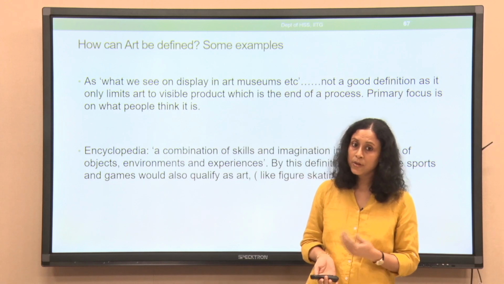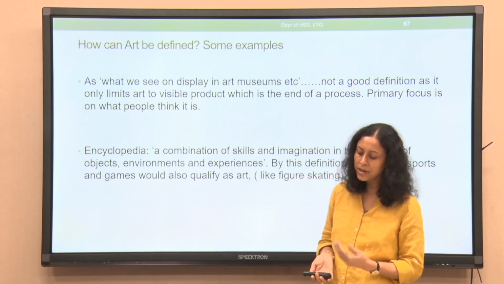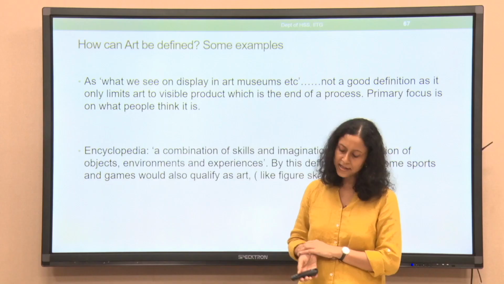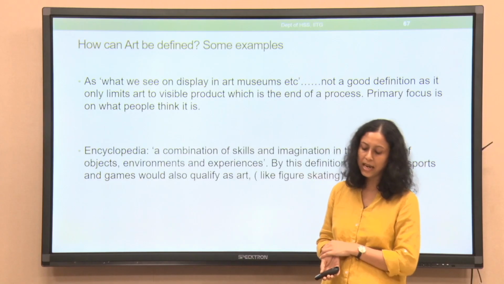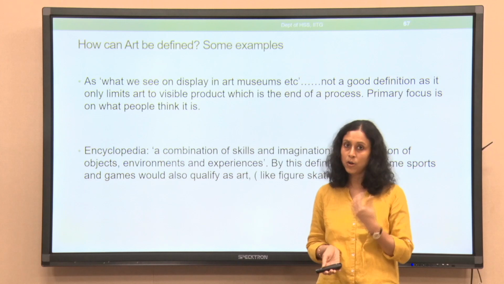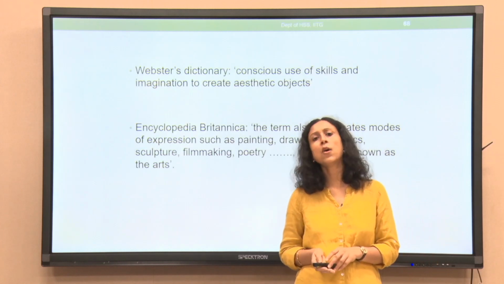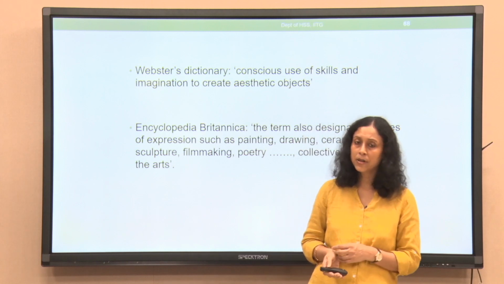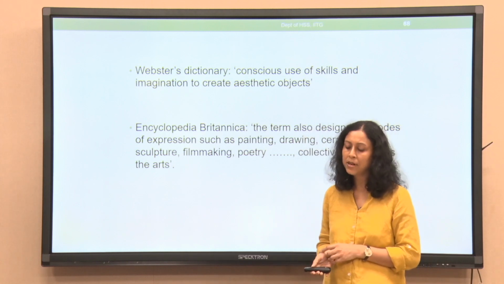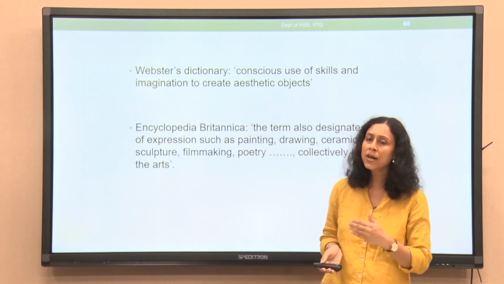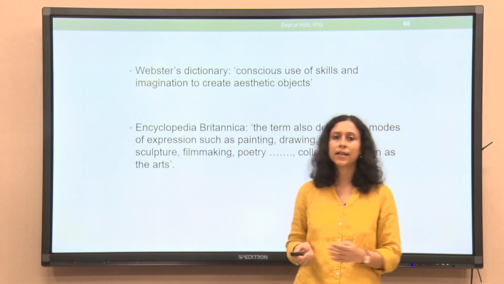On the other hand, if you go to an encyclopedia, you will see a combination of skills and imagination in the creation of objects, environment, experiences, and so on. By this definition, even some sports and games will qualify to be called art, like figure skating. We can go on and on. There are various definitions available from various sources, and each definition highlights one particular aspect of the category art.